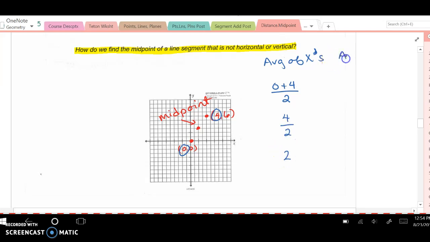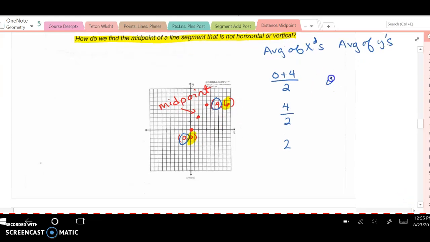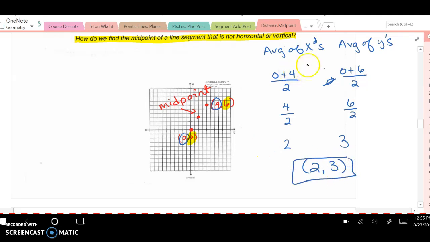And then you took the average of the y's. You said 0 and 6. 0 plus 6 divided by 2 would be 6 divided by 2, which would be 3. So our ordered pair is 2, 3. And you would be exactly right. That's all you have to do: the average of the x's, the average of the y's, and then put those two together, your x and y coordinate.